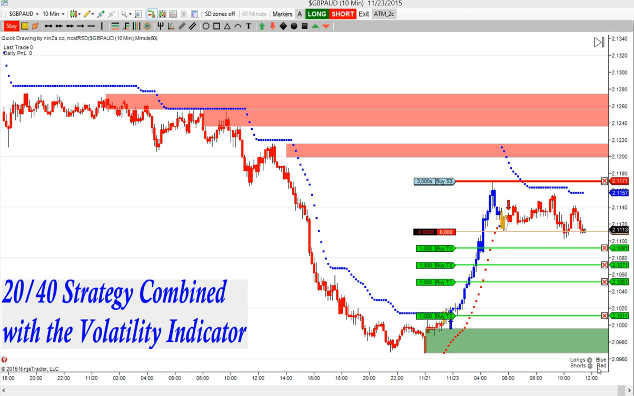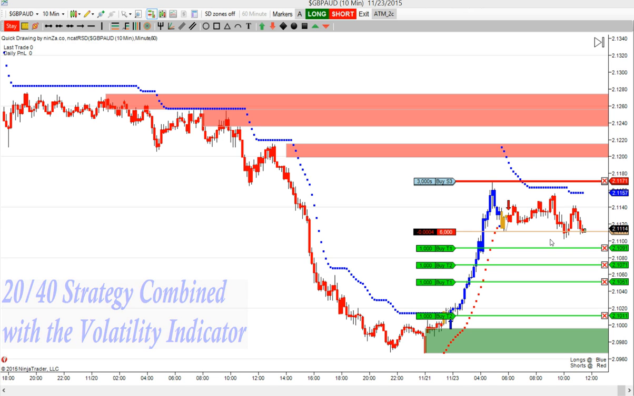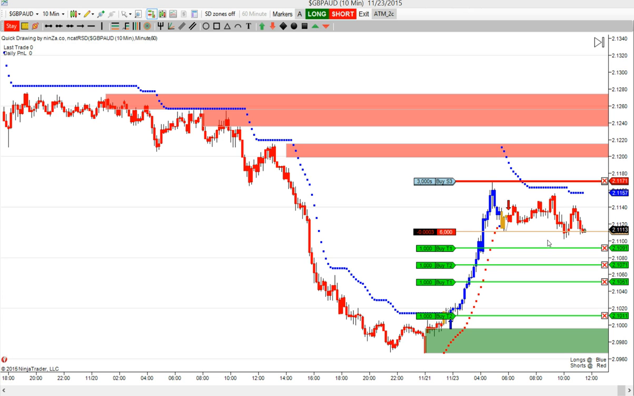We enter the market using the same ATM, a 20/40 ATM with a trailer, and a 60/100 with a trailer. And this is trading the pound Australian dollar. Got a target of 20, 40, 60.